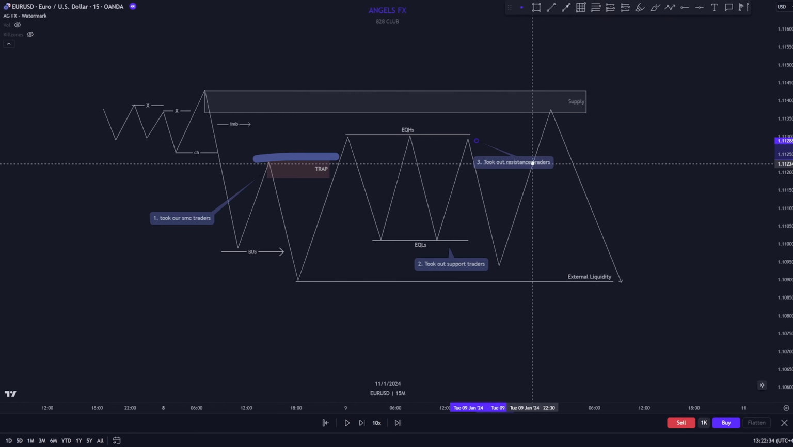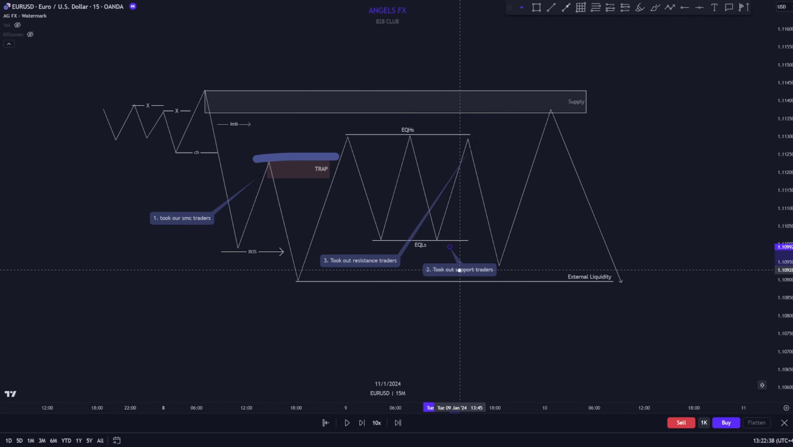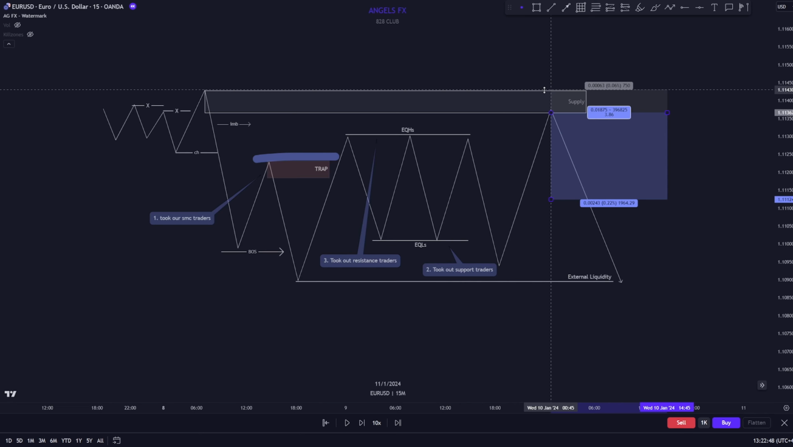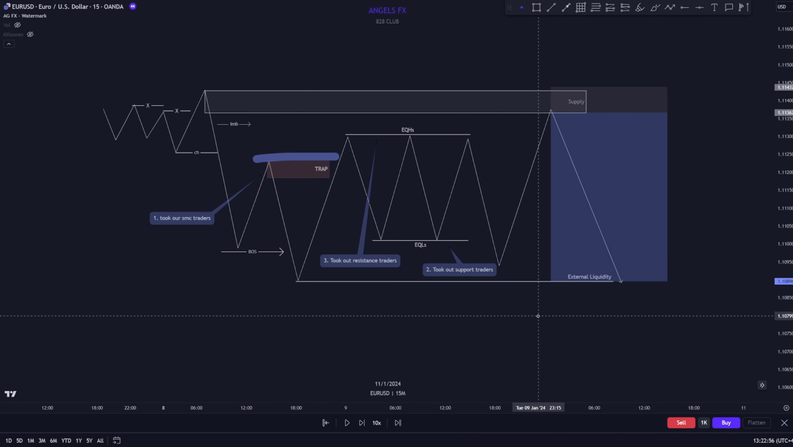After price took out resistance traders and also support traders, what is price doing now? Price mitigated our valid supply zone. This is where you would enter. You would target this low, and maybe this would be your stop loss at 7 pips, let's see. And you target this external liquidity.